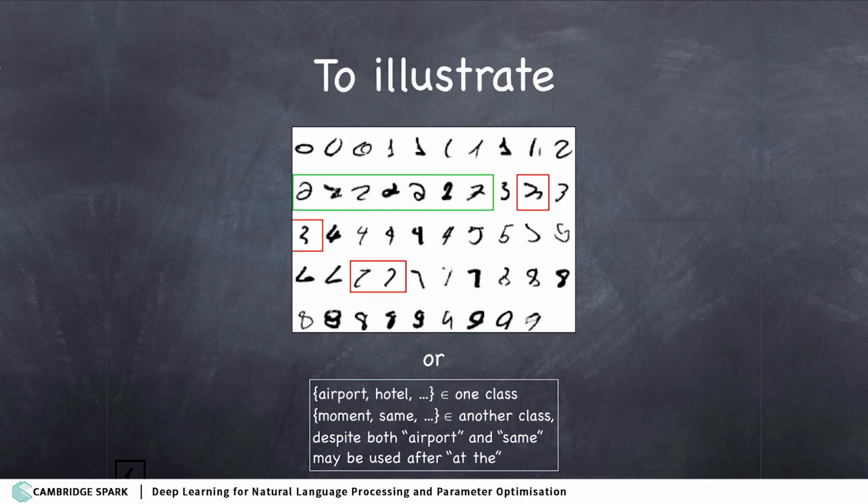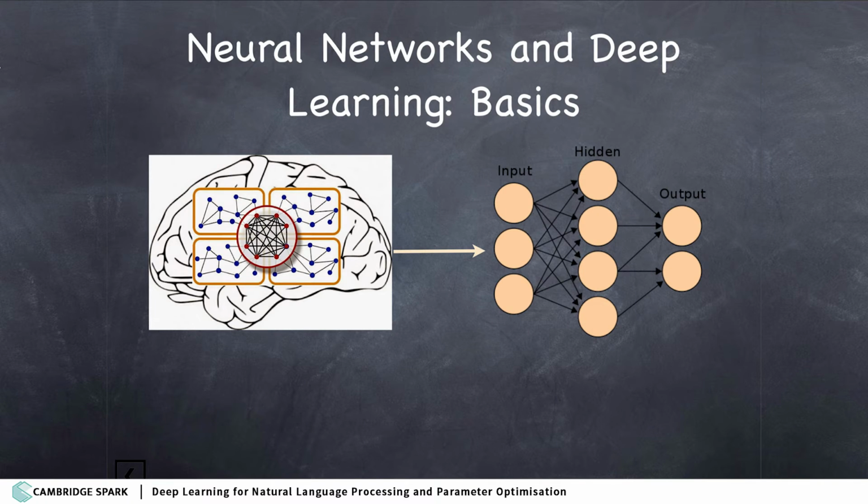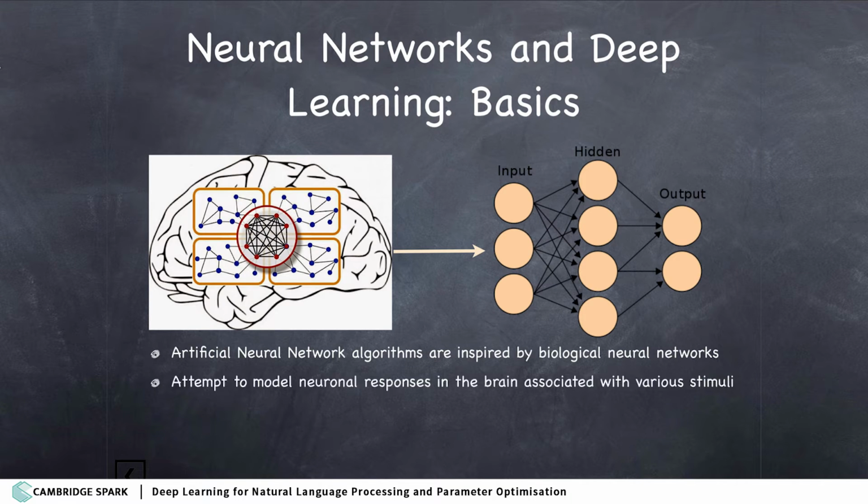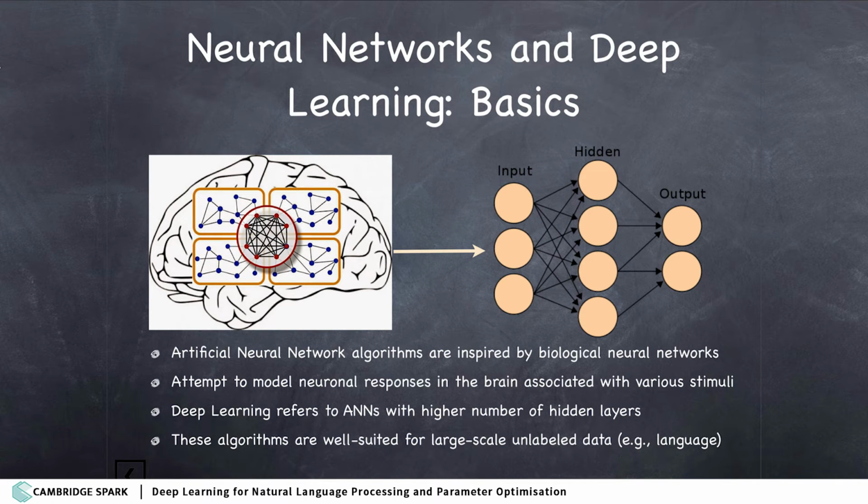That's where the neural networks and those recent advances helped a lot. To give you a bit of introduction into that, artificial neural networks are algorithms that are inspired by biological brains. The idea is that they try to model the neuronal responses in the brain that are associated with various stimuli. When we use the term deep learning, this just refers to using many hidden layers in these representations, connecting all the different neurons in various ways. These algorithms, as we will see, are well suited for unstructured and unlabeled data. Many recent advances were driven by these algorithms, and some of them we will overview today.